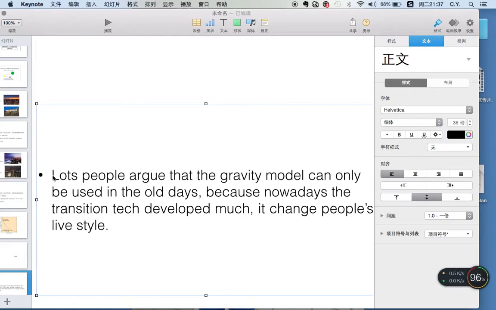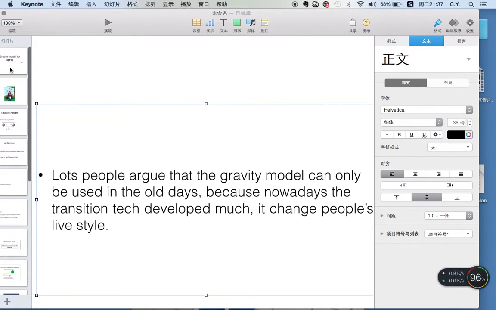So, what do you think about this problem? When technology is developing, will the technological environment have a greater effect on this theory? Thank you.